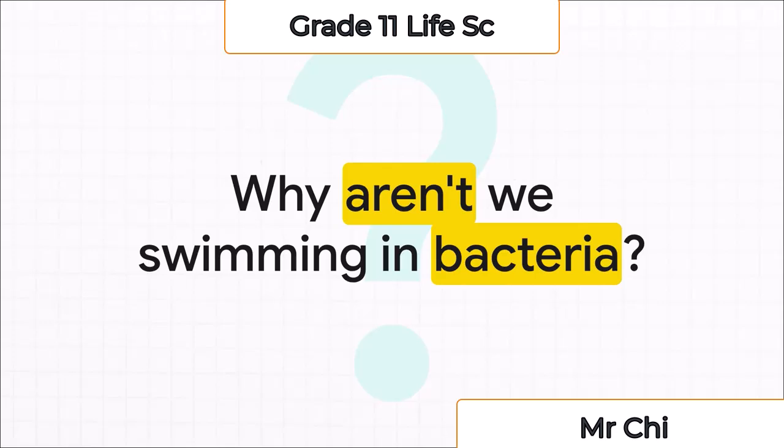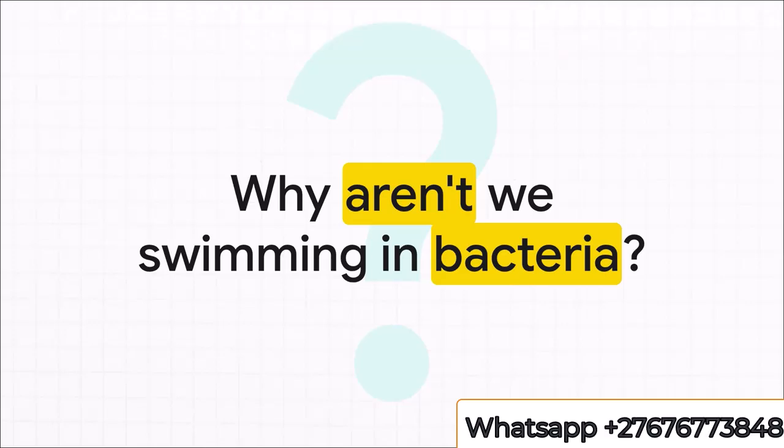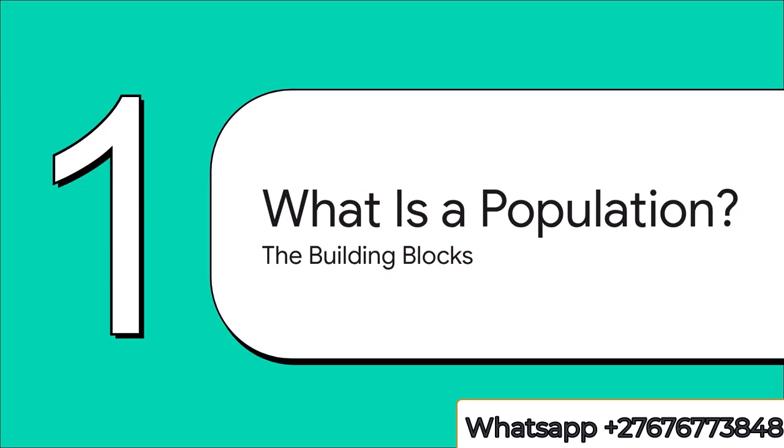Imagine a single bacterium. If it just kept dividing every 20 minutes with nothing to stop it, its descendants would literally outweigh the entire planet in just 2 days. Which, of course, raises the question, why aren't we all swimming in a sea of bacteria right now? Figuring out the answer to that is what population ecology is all about. To get to that answer, we've got to start with the basics. We need to learn the language.